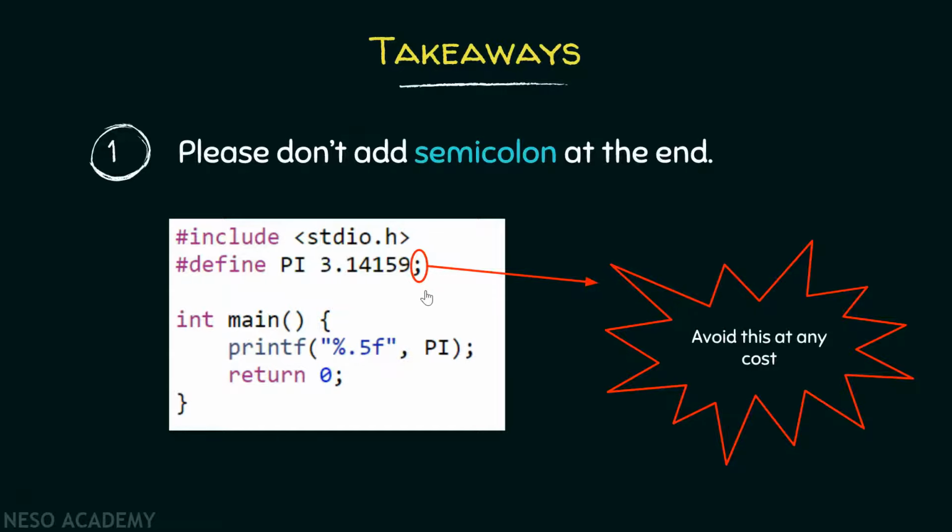Now this is a common practice and this is the common mistake we make almost all the time, because we usually end our statements with a semicolon. Like with this printf function, we are ending with a semicolon. After this return 0, we are ending with a semicolon. But here we are not going to add a semicolon at the end. We need to avoid this.